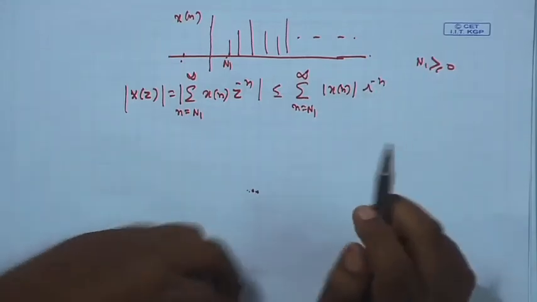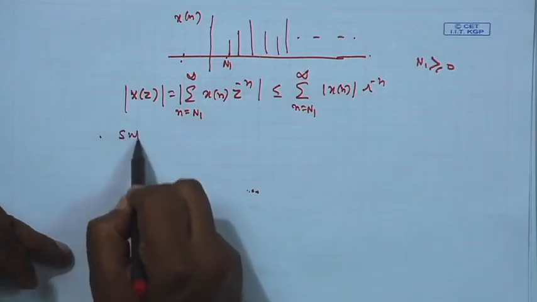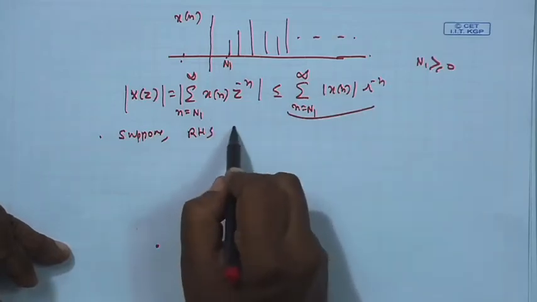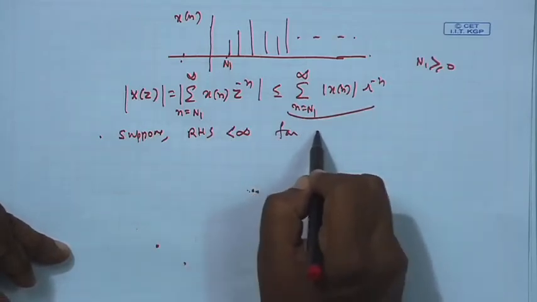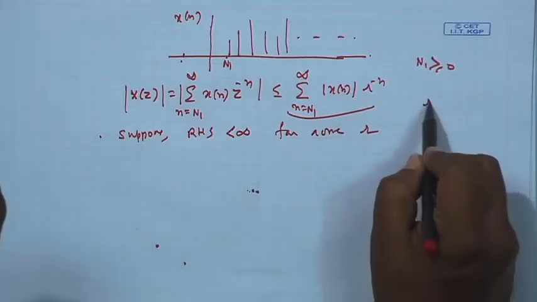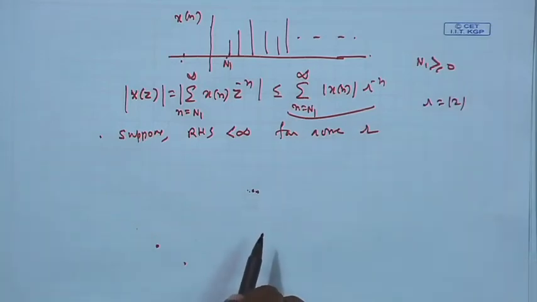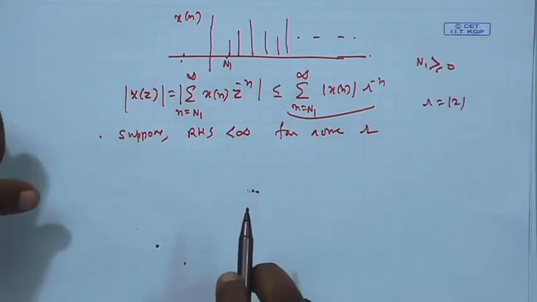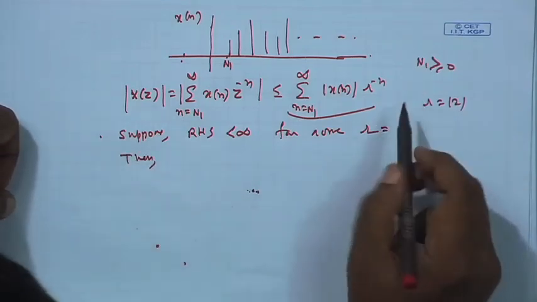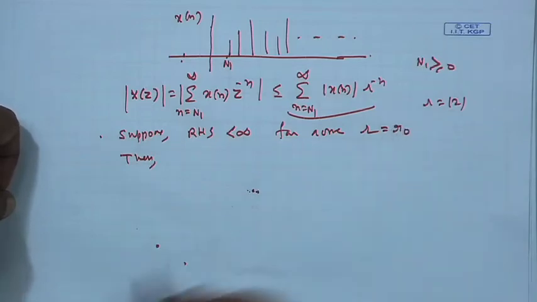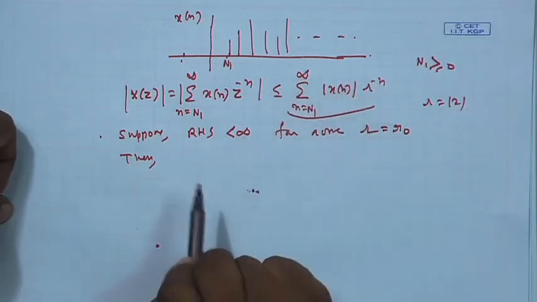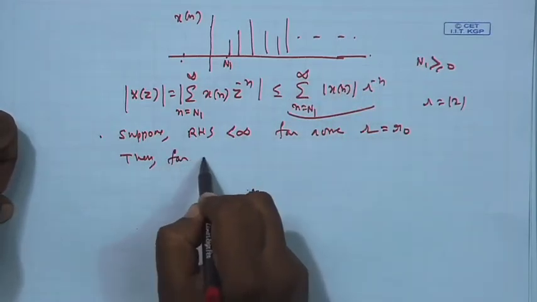All right. Now, suppose this RHS, right hand side, this quantity is finite for some r. r is nothing but mod of z, the magnitude part. Then for some r equal to, say, suppose r naught, if you put r naught here in this summation, it is finite.